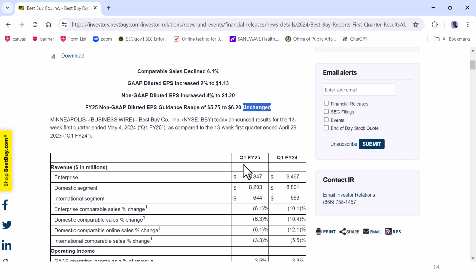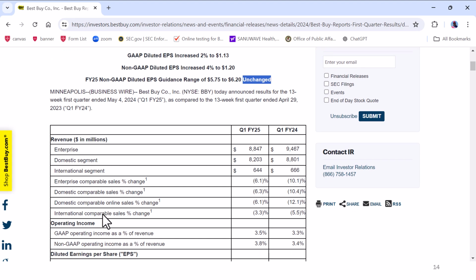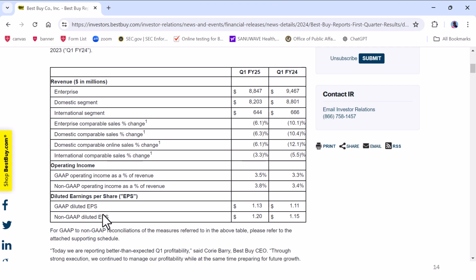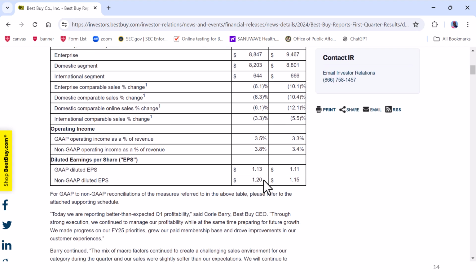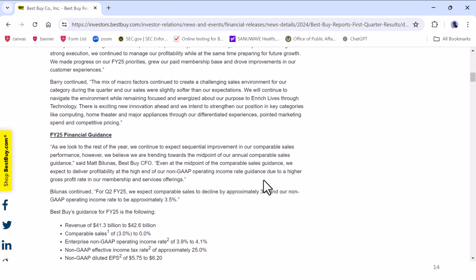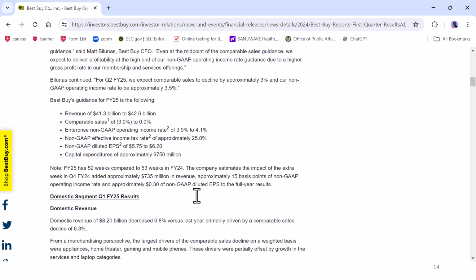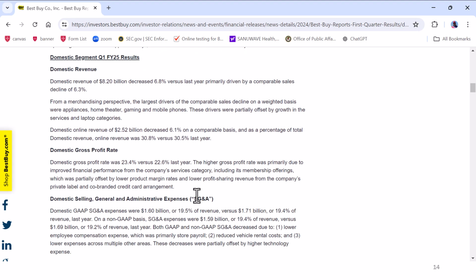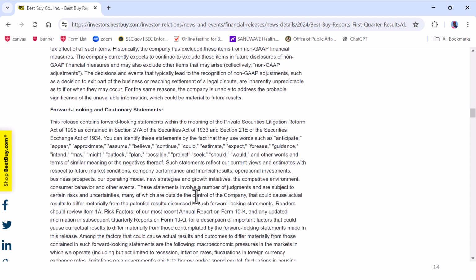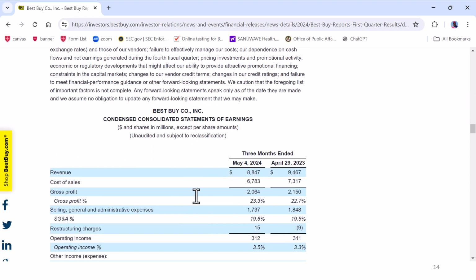As I continue to go in here, I see things like enterprise comparable sales, domestic sales, international sales. I get operating income ratios. So these are items that are right there on the first part of the company's press release. We see in here, again, it's kind of like an operating income ratio. I will continue to scroll through here to see if they have anything else.